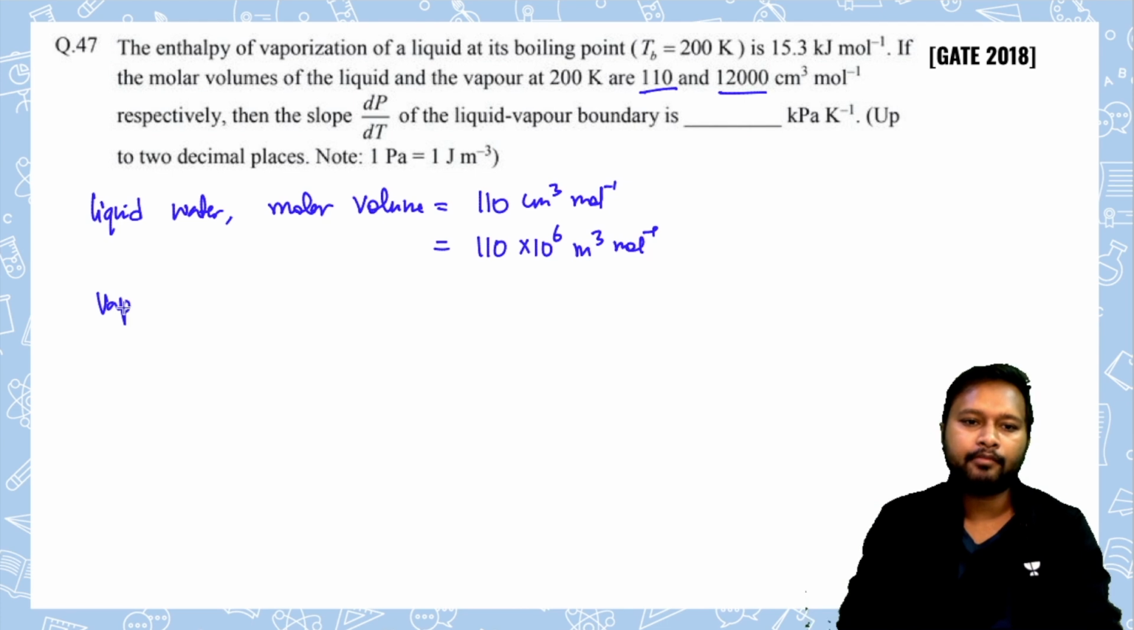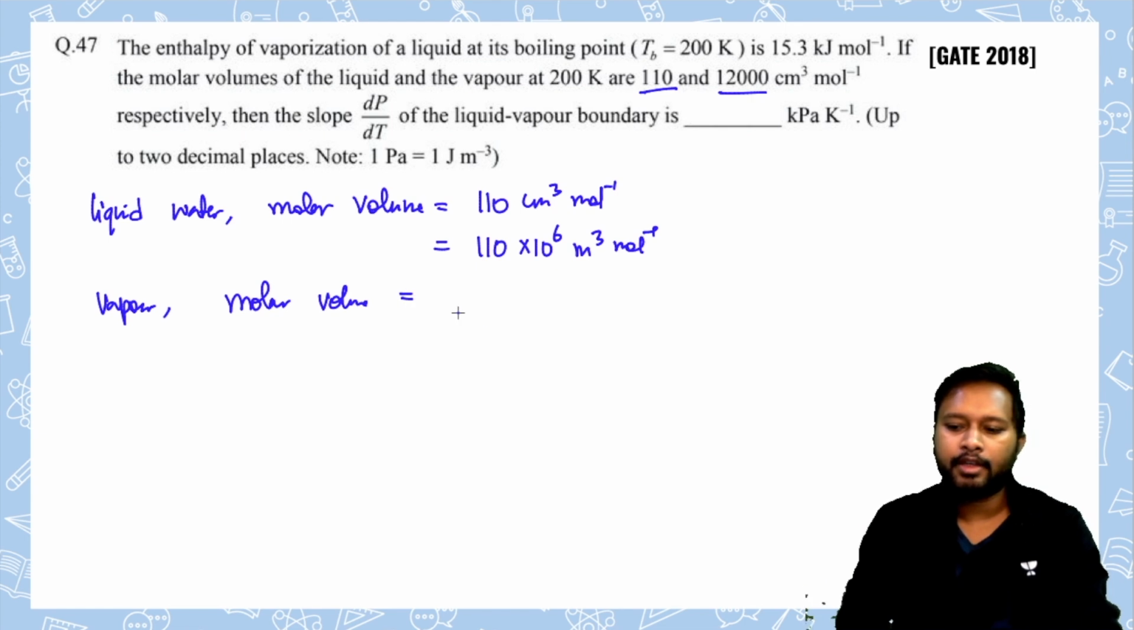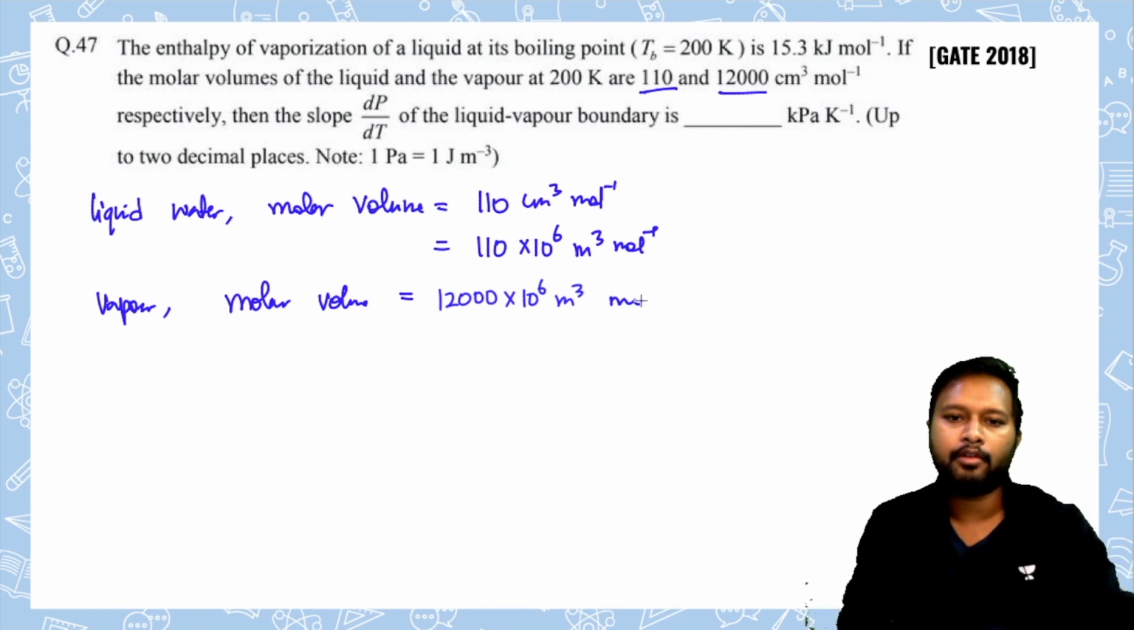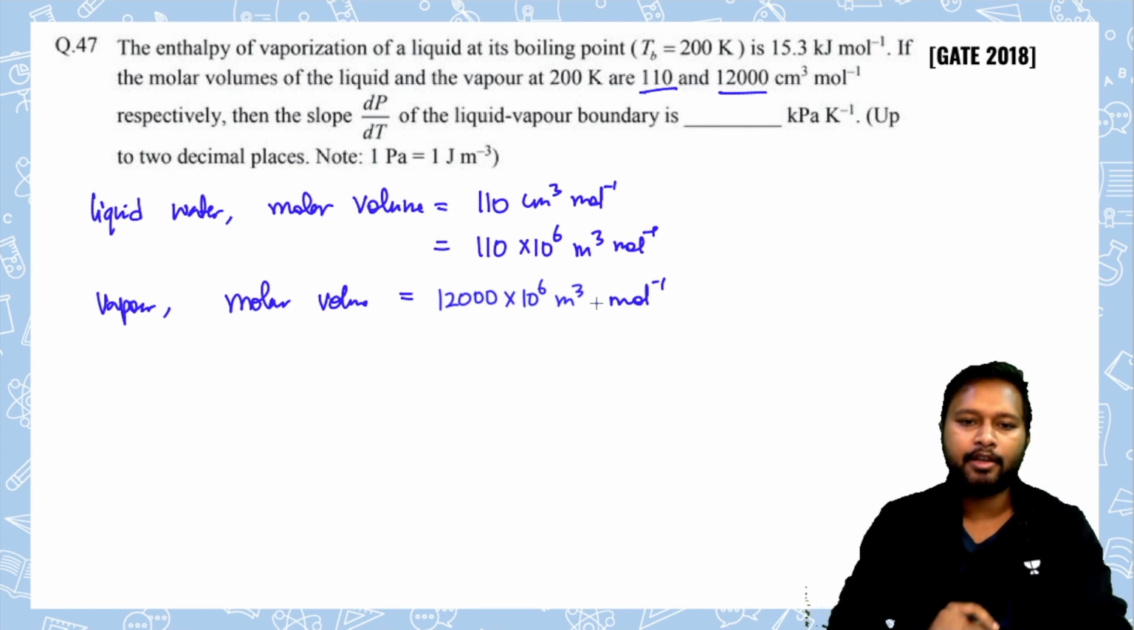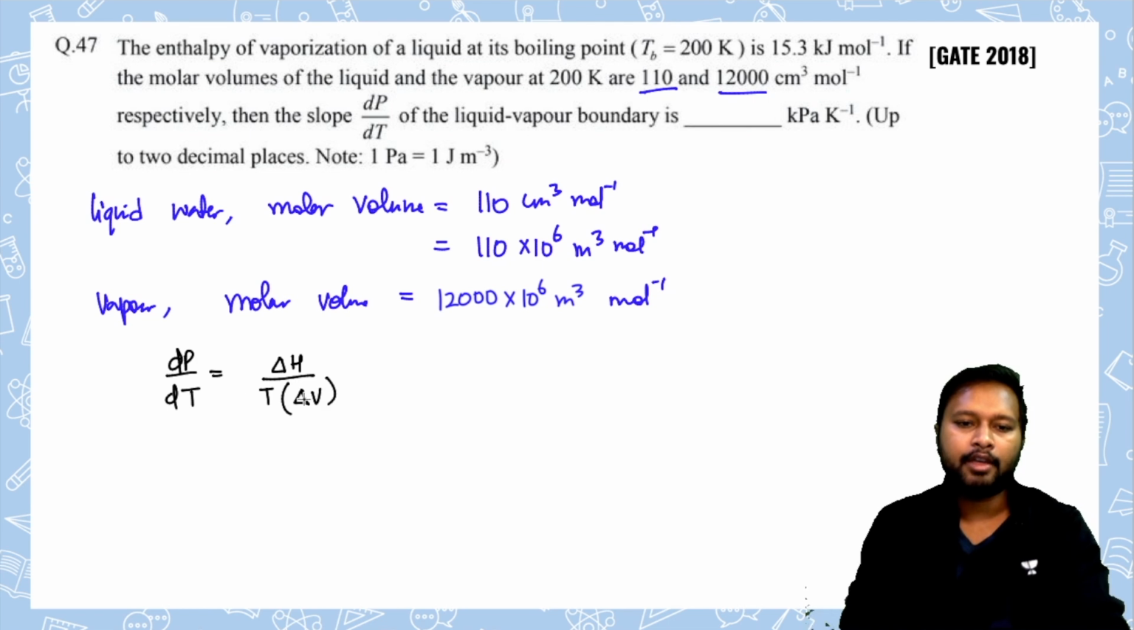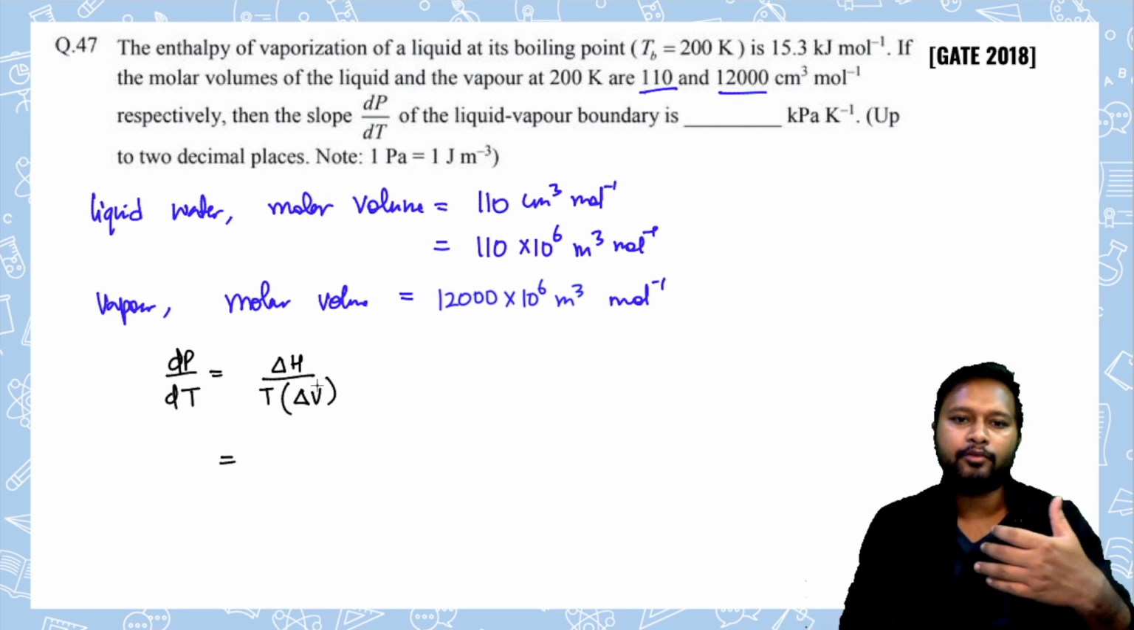Now for the vapor, the molar volume will be how much? I'll just directly write it down: in centimeter cube it is 12,000, so 12,000 into 10 to the power minus 6 meter cube per mole. That's what I have. Now once I have done this part, I just have to use the Clausius-Clapeyron equation, that is dP by dT equals delta H upon T delta V. I can substitute the values, because this is what I have to calculate. On the other side I just have to put in the values.